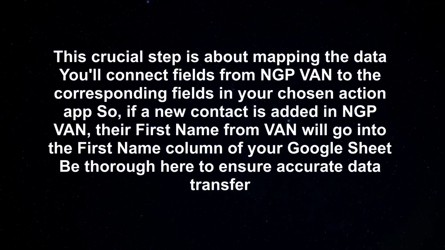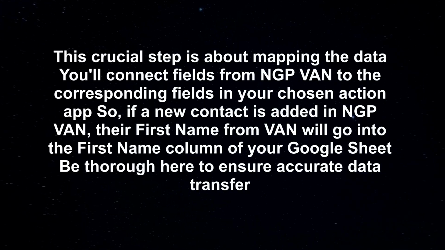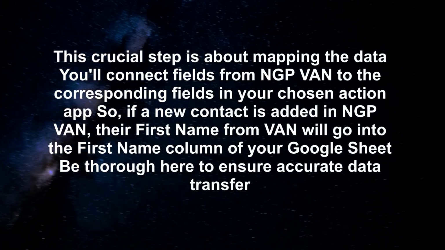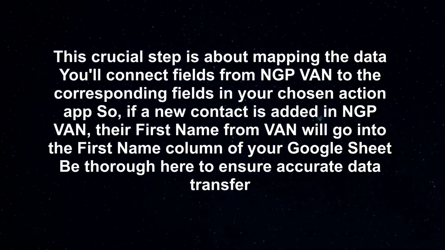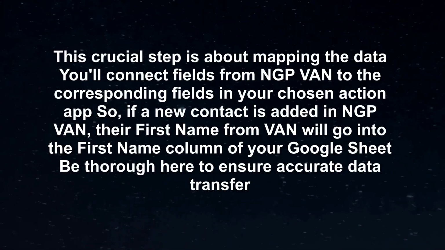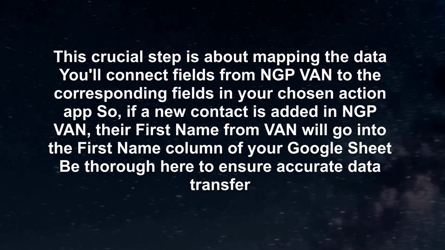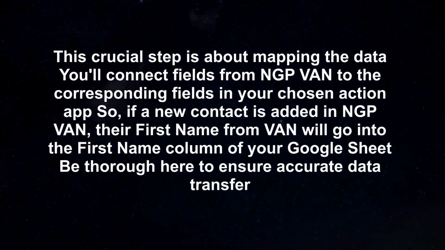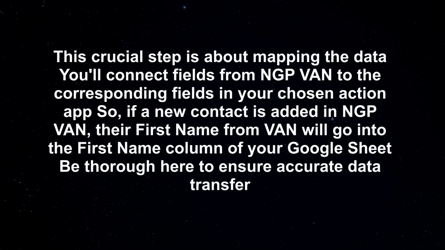This crucial step is about mapping the data. You'll connect fields from NGP Van to the corresponding fields in your chosen action app. So, if a new contact is added in NGP Van, their first name from Van will go into the first name column of your Google Sheet. Be thorough here to ensure accurate data transfer.